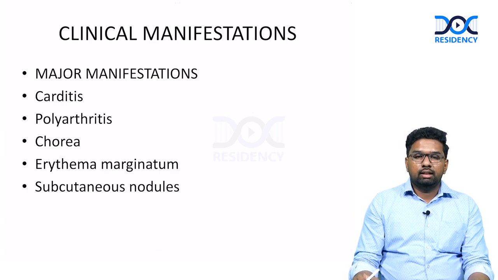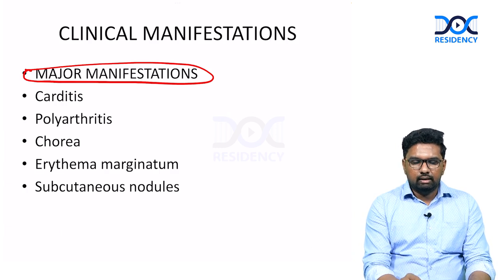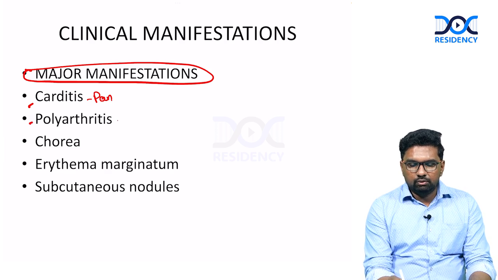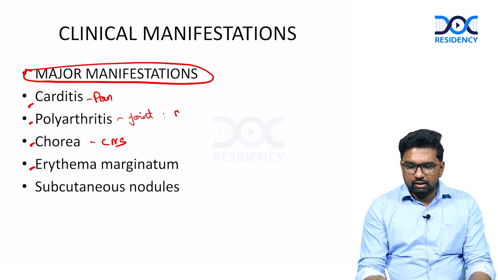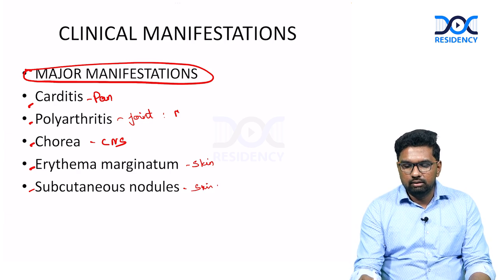So what are the clinical manifestations? Major manifestations are carditis, that is pancarditis, and polyarthritis because of joint involvement. Preferably, the patient will have small joint involvement. Chorea occurs because of CNS involvement, and erythema marginatum because of skin involvement. Of course, subcutaneous nodules occur because of subcutaneous tissue and skin involvement. These are the major manifestations of rheumatic fever.